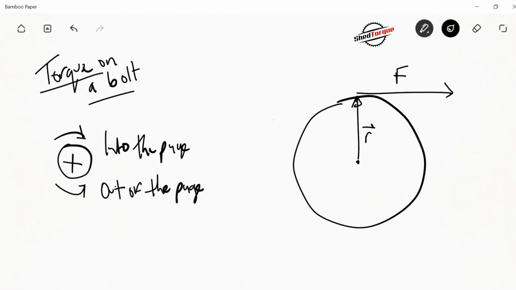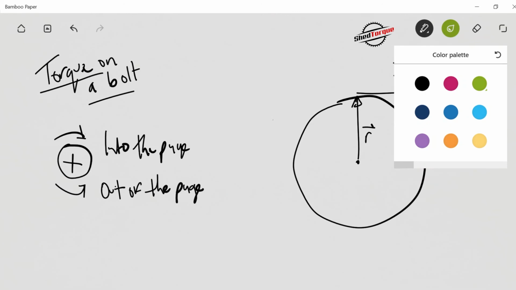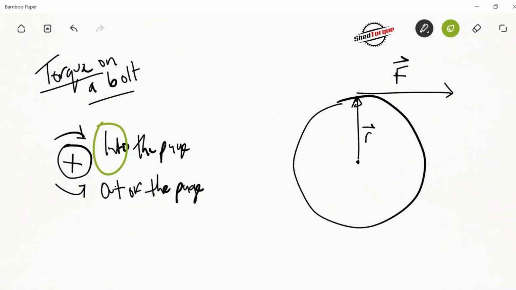F, like so. So if you hold up your right hand and put your fingers in the direction of R this time, so straight up, and now curl your fingers into the direction of F. Which way is your thumb pointing? It should be pointing into the page.